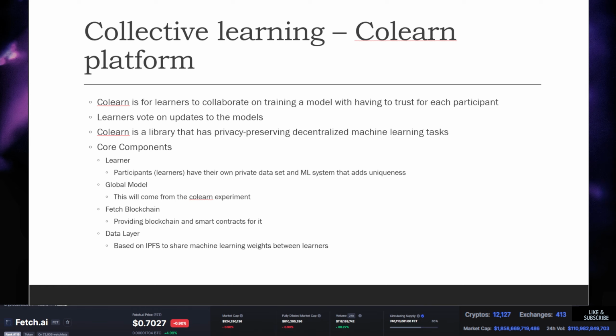CoLearn is a library, so it does have privacy-preserving decentralized machine learning tasks. Some of the core components included are the learner, which are all the participants. They have their own private data sets that they can use. The global model comes from the CoLearn experiment and some of the things they'll be rolling out. Another core component of CoLearn is the Fetch blockchain, being able to provide smart contracts. And then you've got the data layer, which is based on IPFS, to help share machine learning weights between these learners.